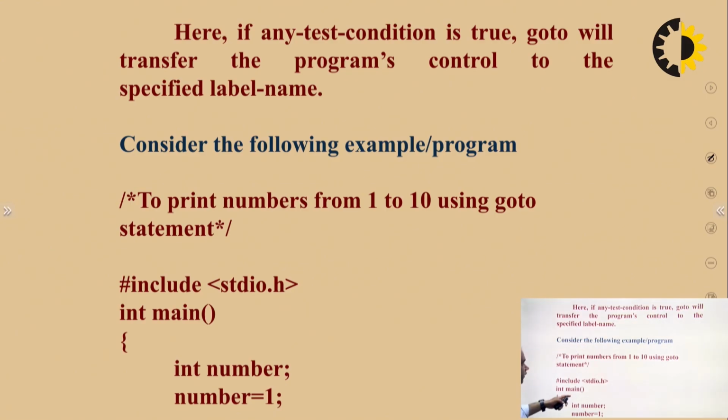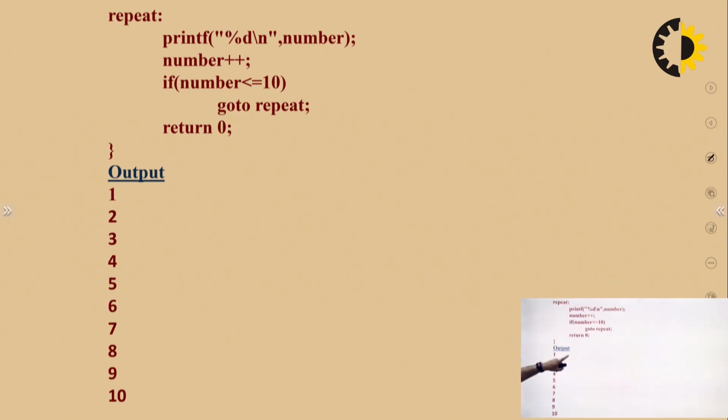So here, to print 1 to 10, up to a given number, we write repeat. What is going to be repeat? Printf the number, number++. Each time the number value will be increased by 1. If number is less than or equal to 10, go to repeat, and it is going to be repeated till we are getting the value up to 10.